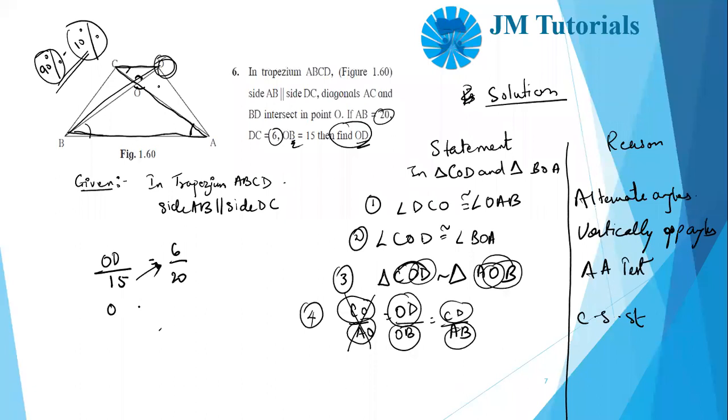So OD is equal to 6 into 15 upon 20. 6 into 15 is 90. 90 upon 20 gives 4.5. So OD becomes 4.5 units.